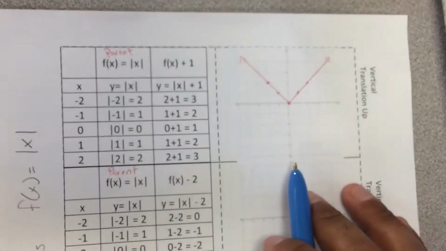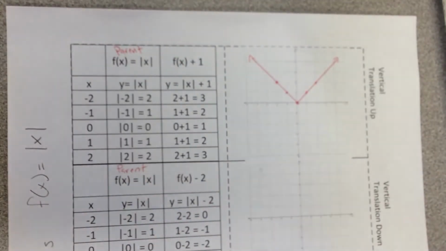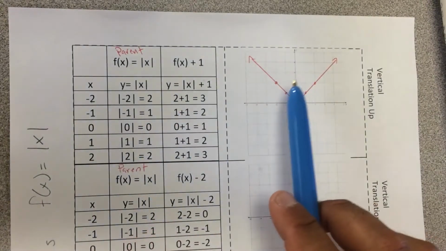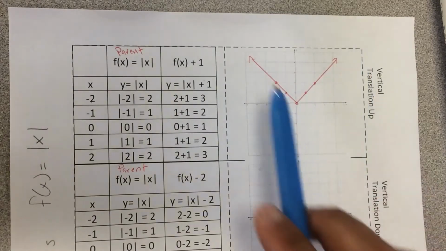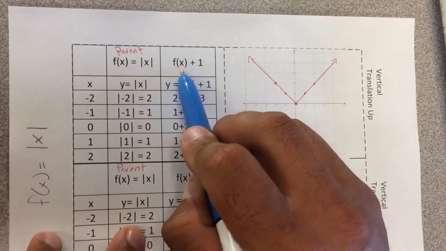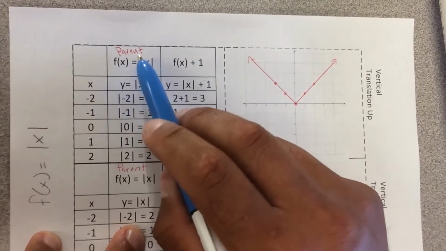All right, so we have our handy dandy ruler. So this is the parent function. This is what the parent function looks like. So if you notice this here, this correlates to this, and this is, once again, the absolute value. So now we're going to do the function, which is f of x plus 1. So it's going to be this function plus 1.